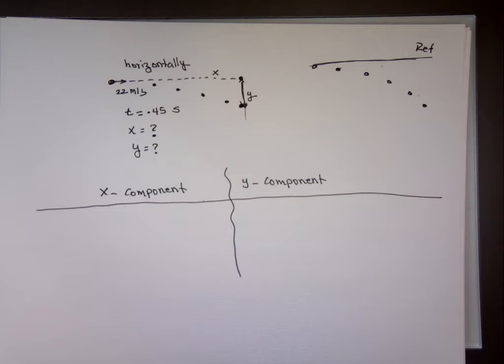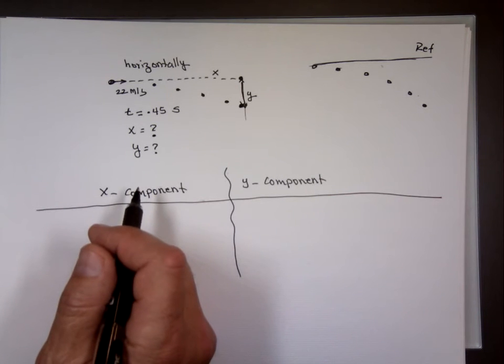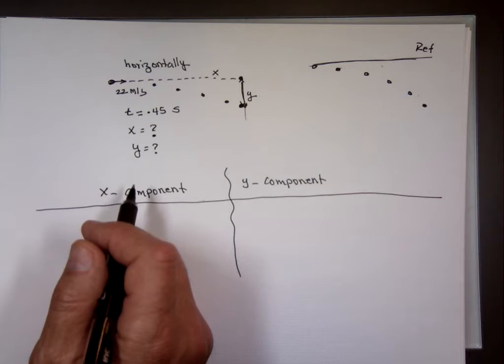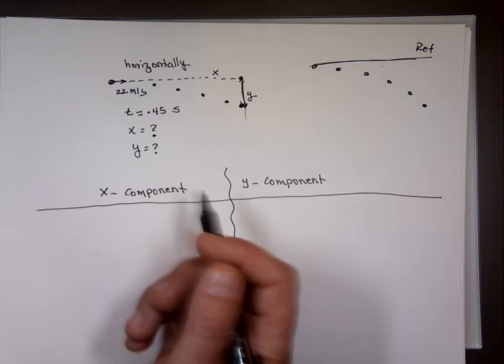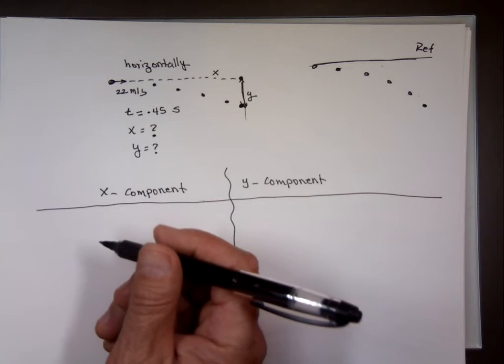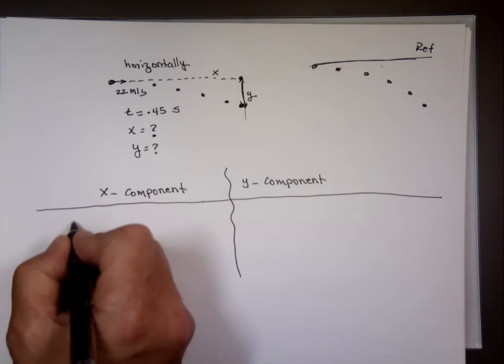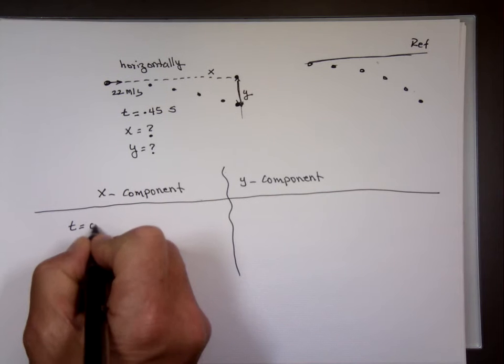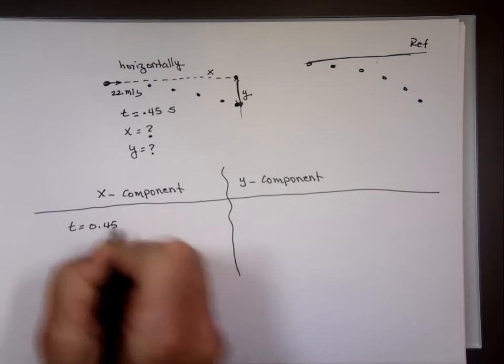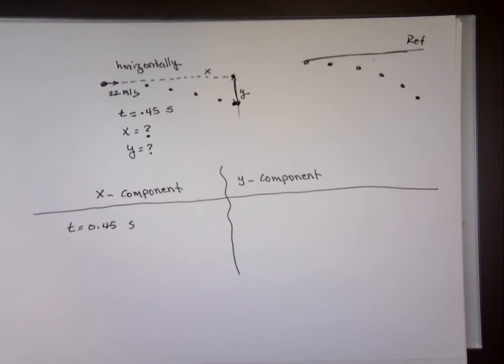Let's see. What do we know about the x direction? Do we know the initial velocity? No, right? We don't know what x is. We're looking for it. Do we know what the time is? 0.45 seconds. Do we know what the initial speed is?